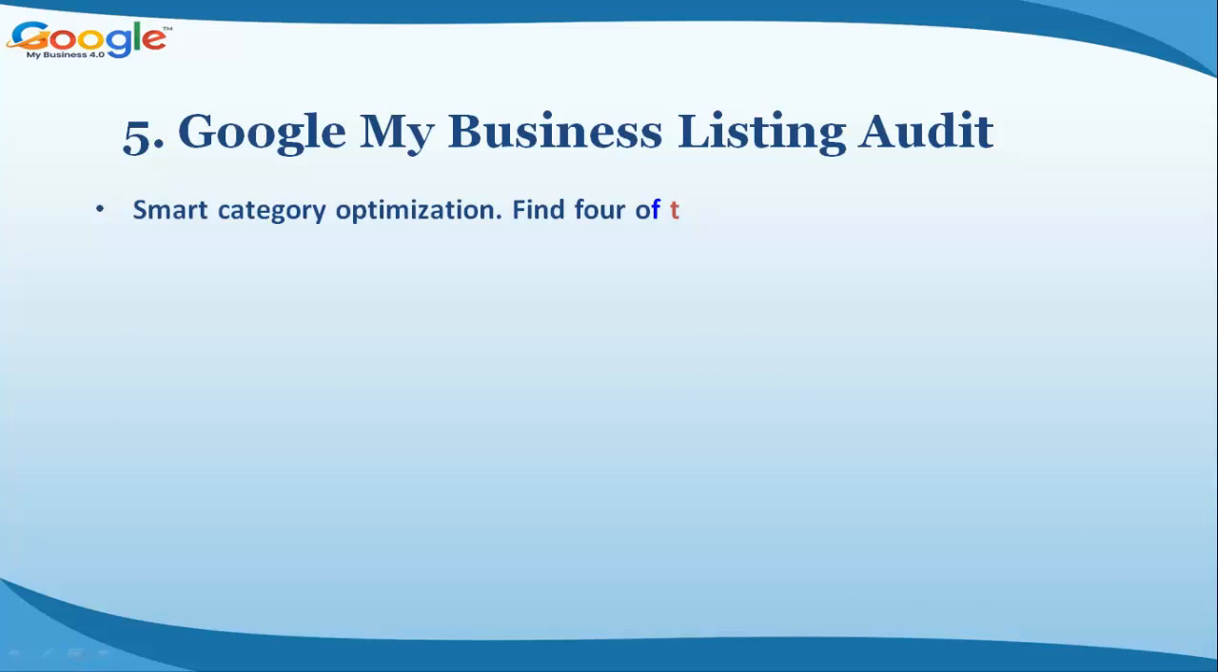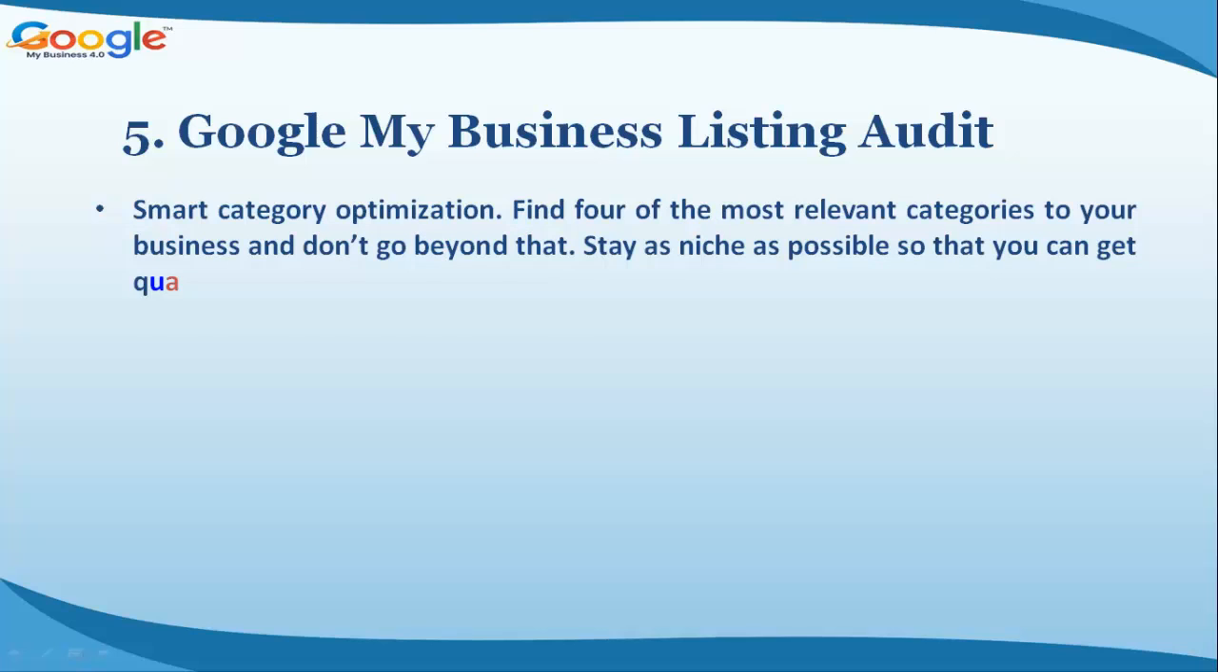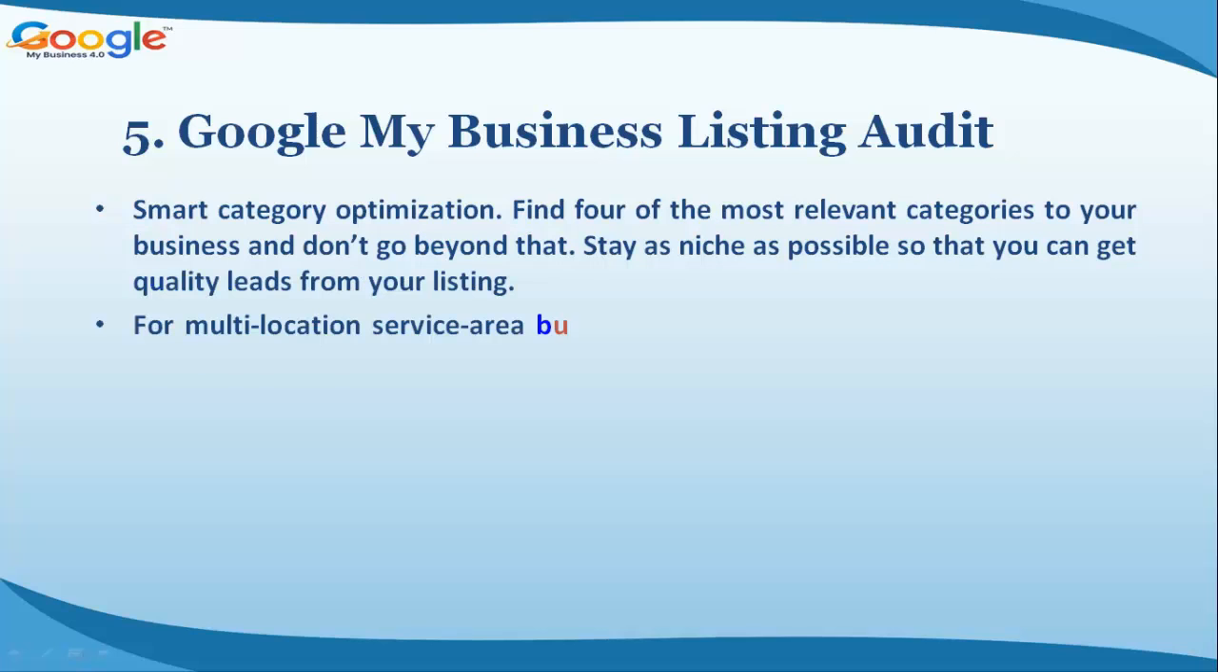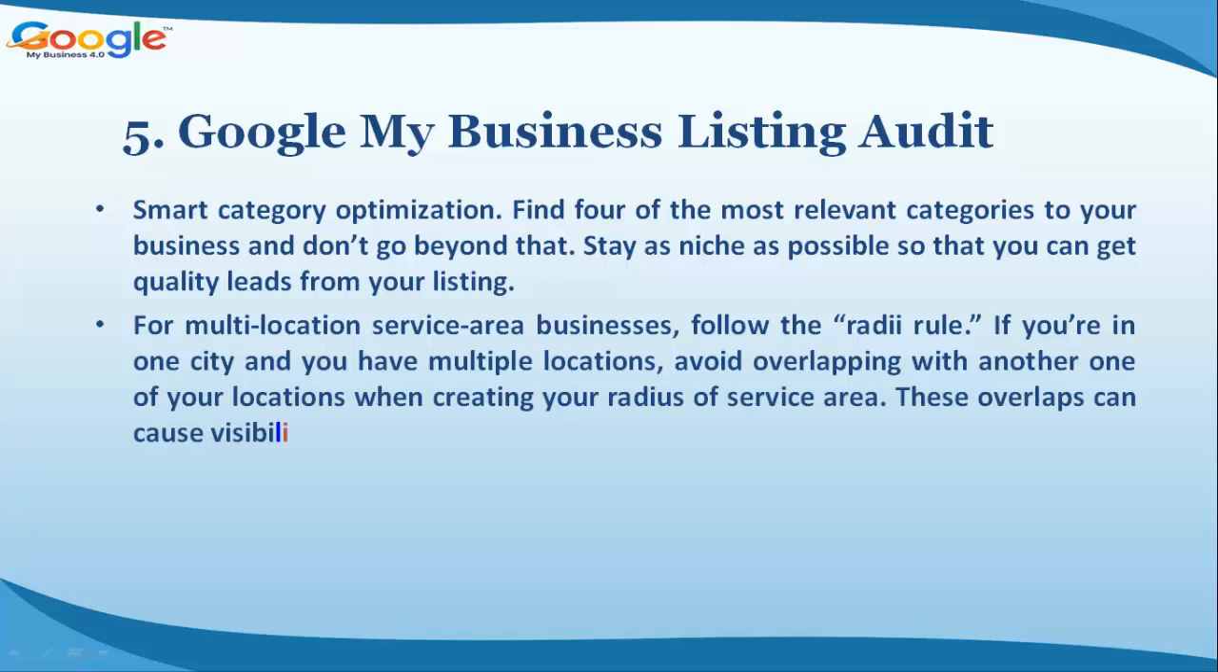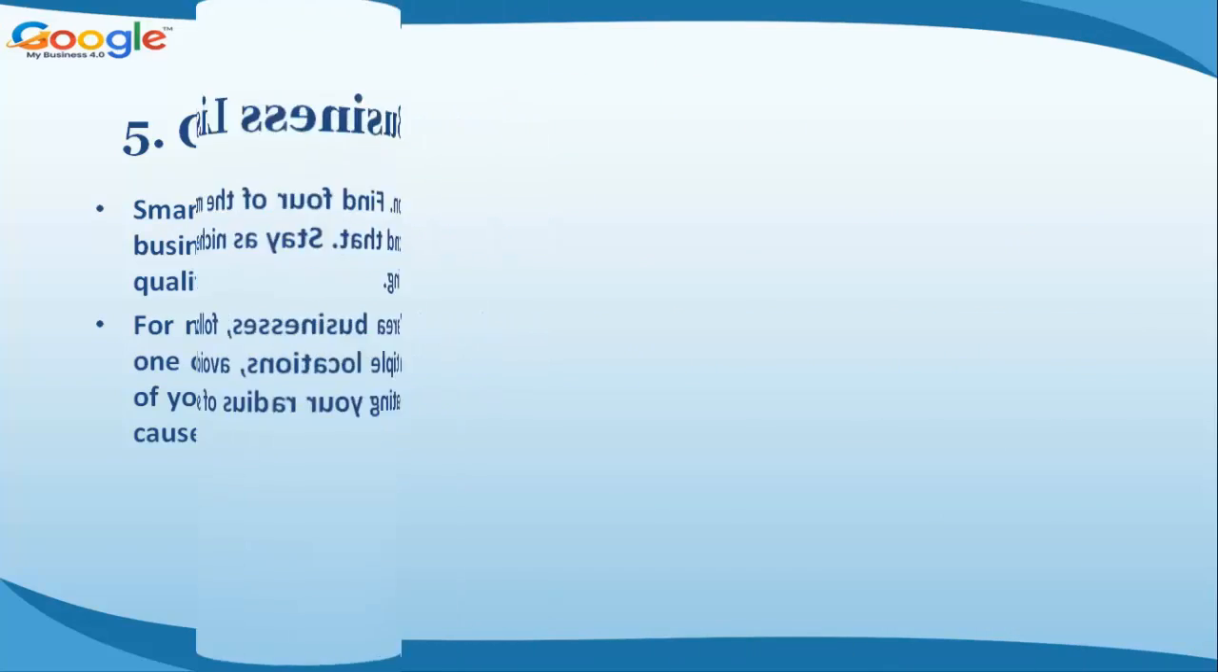Smart category optimization. Find 4 of the most relevant categories to your business and don't go beyond that. Stay as niche as possible so that you can get quality leads from your listing. For multi-location service area businesses, follow the radius rule. If you're in one city and you have multiple locations, avoid overlapping with another one of your locations when creating your radius of service area. These overlaps can cause visibility issues.